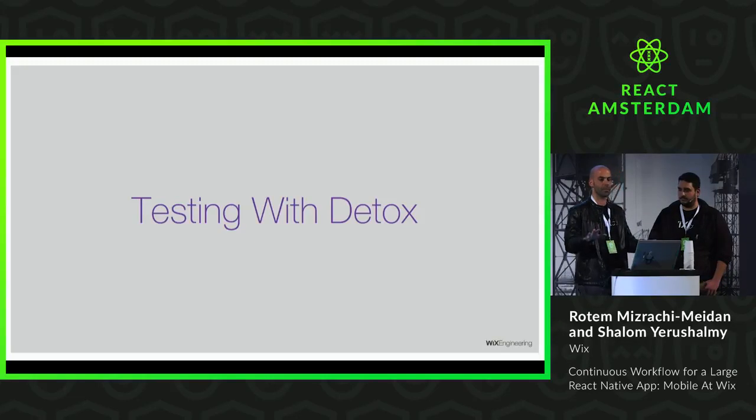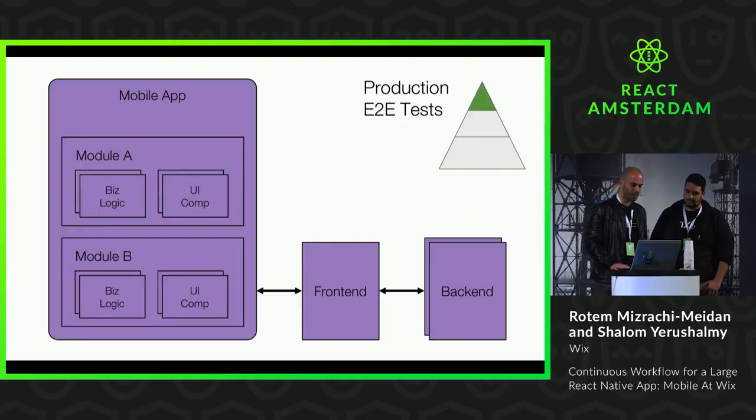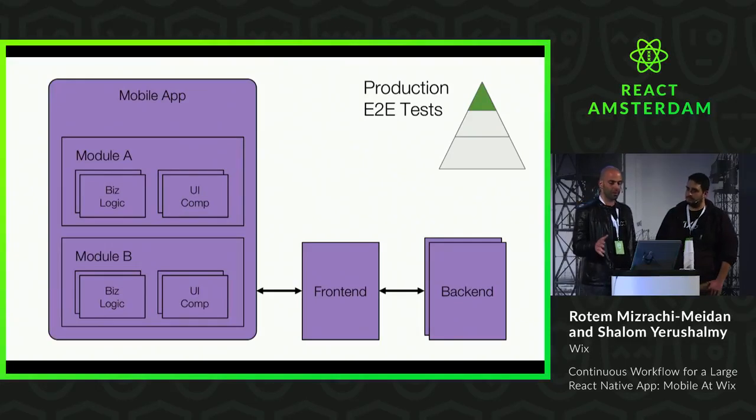So in general, there are two types of tests that we do using Detox: production E2E and mock E2E, which is like UI automation. The main characteristic of production E2E is that it involves every part of the system. So it is the closest thing to the real user. It has many uncontrollable variables that each can affect the test outcome.